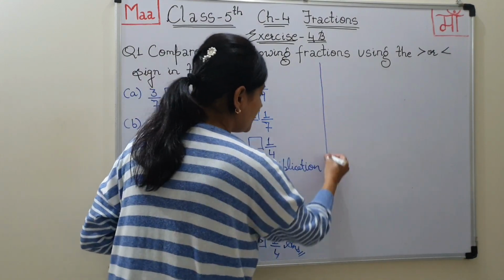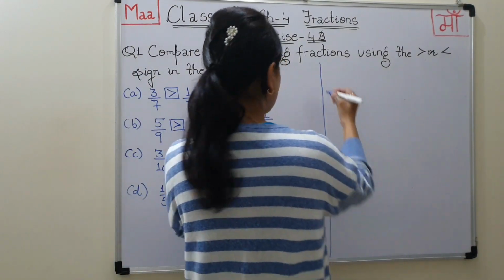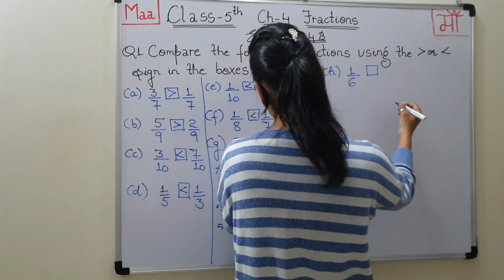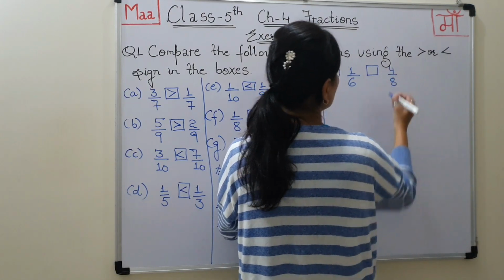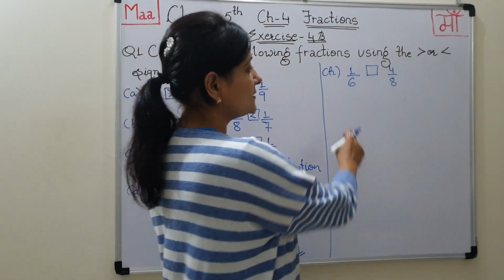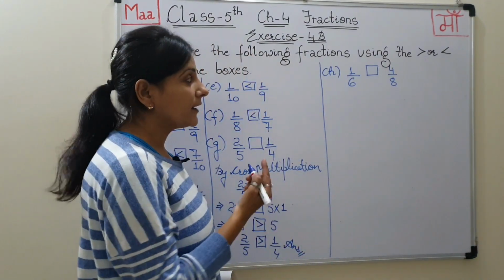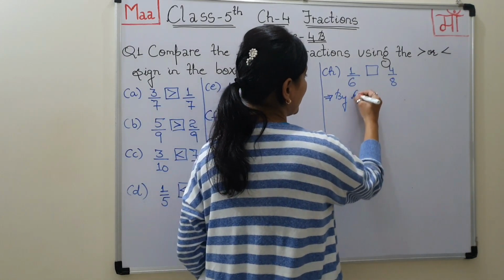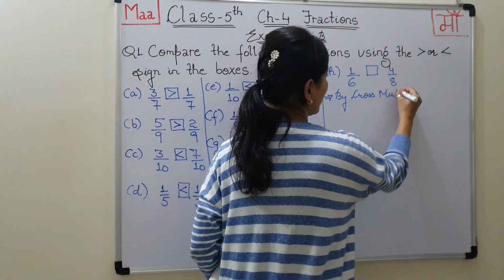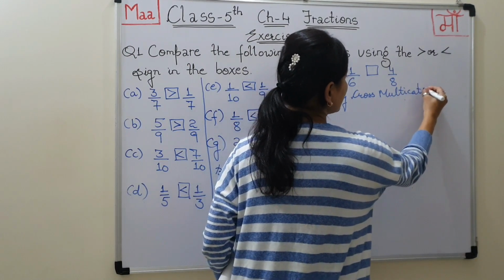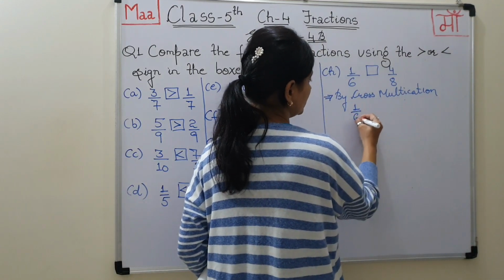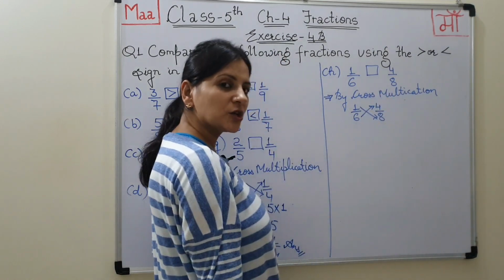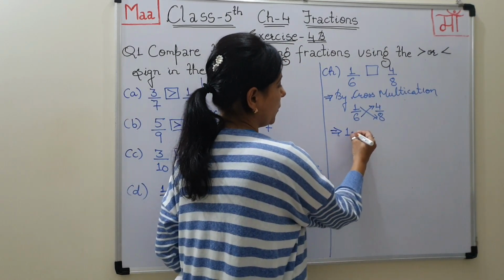So let us move on to the next part, and that is part H. In part H it is 1 upon 6, then 1 box, and then 4 upon 8. Now see students, in this part also you can see that denominators are different. Again, if denominators are different then we have to follow the cross multiplication method. So by cross multiplication we will write the fractional values again, 1 upon 6 and 4 upon 8. Then we will make the sign of cross multiplication here and then we will multiply 1 by 8.